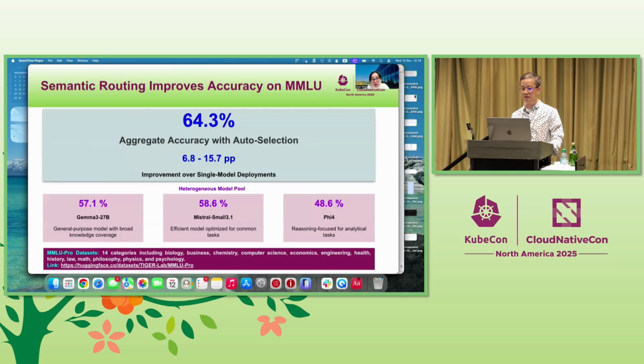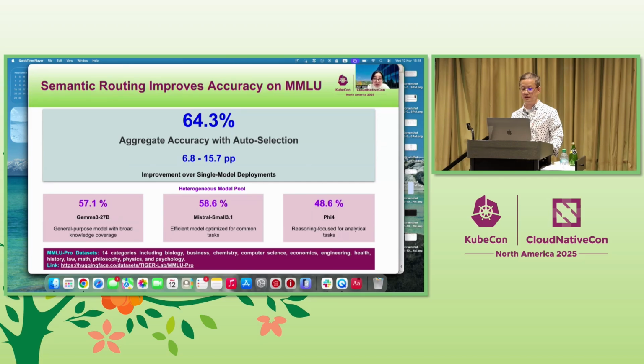The core of our approach is a semantic router, which routes the request based on its complexity to a properly sized model endpoint or a proper reasoning chain. And the results are compelling. We tested on the MMLU-Pro benchmark, with the link shown here, which covers 14 diverse categories, from law to computer science. The router's auto selection mode achieved around 64.3% aggregate accuracy.